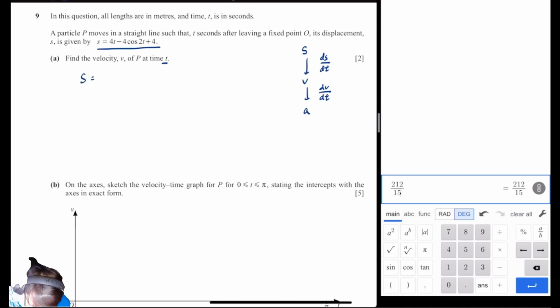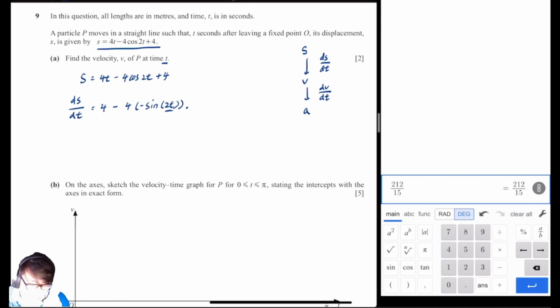So here, given to us that s equals 4t minus 4 cos 2t plus 4. So basically just look for ds over dt. That would be 4 minus 4 negative sine 2t. By chain rule, don't forget, whatever is on the inside of the bracket, you have to multiply by 2, and then plus 0. So the 4 is not going to give you anything, so might as well not write it down. So that would be 4 minus, negative will become positive, so 8 sine 2t. That is your equation for velocity.